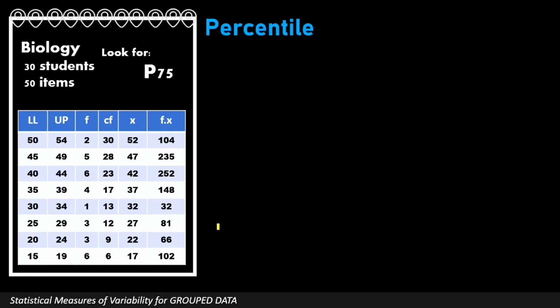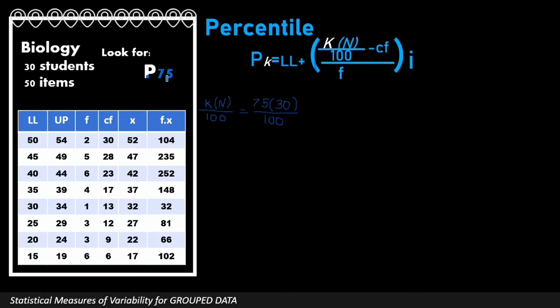Next is the percentile. Percentile in group data, the formula is percentile K equals lower limit plus open parenthesis K times number of respondents over 100 minus cumulative frequency over frequency close parenthesis times interval. Since we are looking for the P75, our K is 75 and our N is 30 since we have 30 students over 100. So 75 times 30 is 2,250 over 100. So 2,250 over 100 is 22.5. Or round up natin 23.